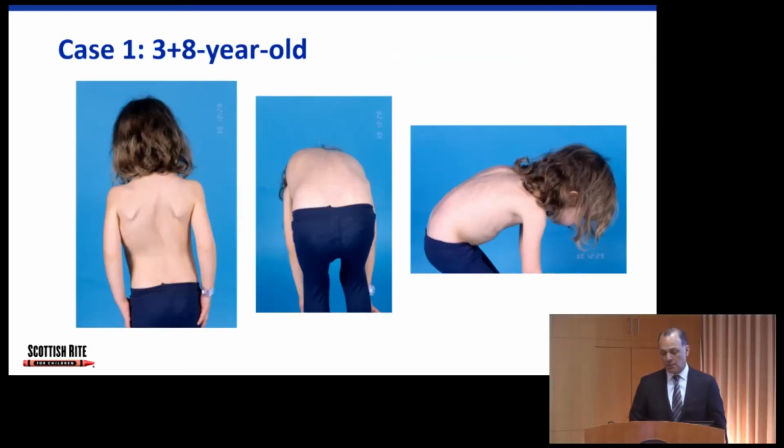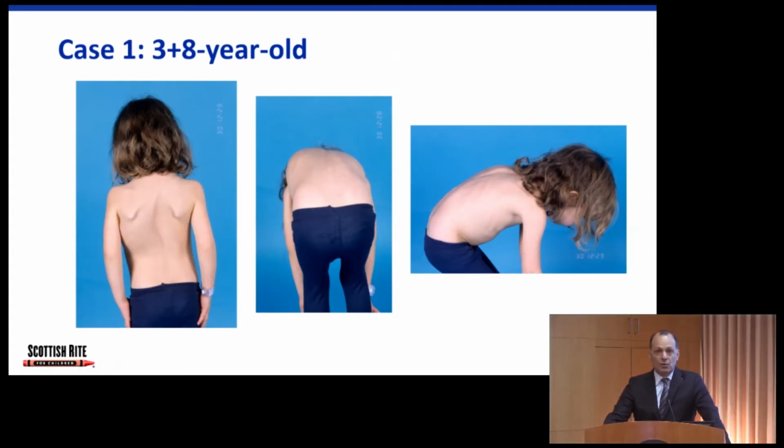Well, let's talk a little bit about some details. So this is a young girl who first presented to us at 3 years 8 months of age, and so she has a left thoracic curve, and so you can see that on her images, her left scapula is a little bit more prominent.